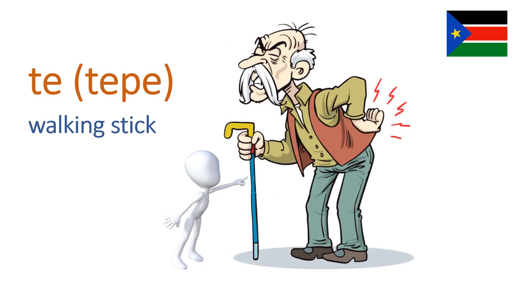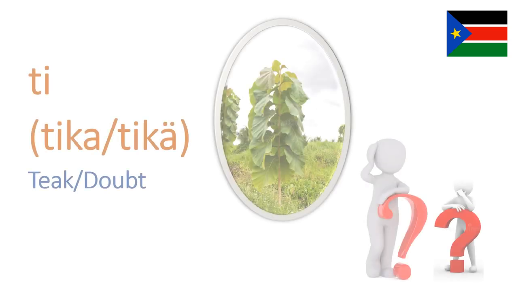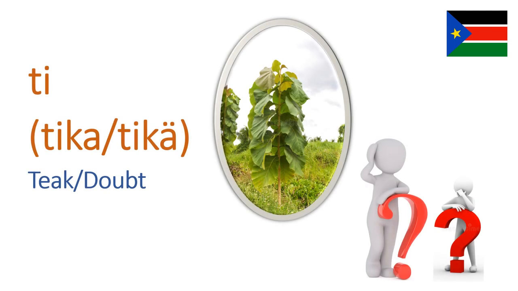Tepe, tepe. That is a walking stick, and it is mainly used by the elders, I mean the senior citizens. Tike, tike. It is this tree with big leaves. Ngua tike. That is a tick tree. This word also can mean doubt. Kuna tike tike. He doubts.